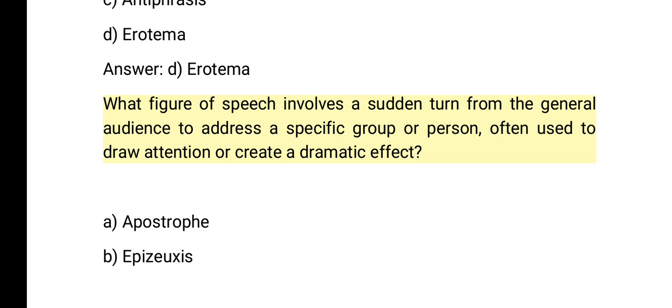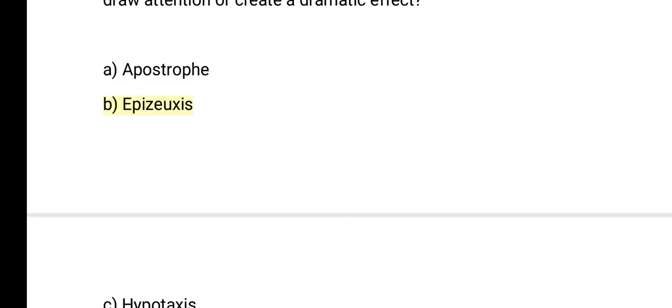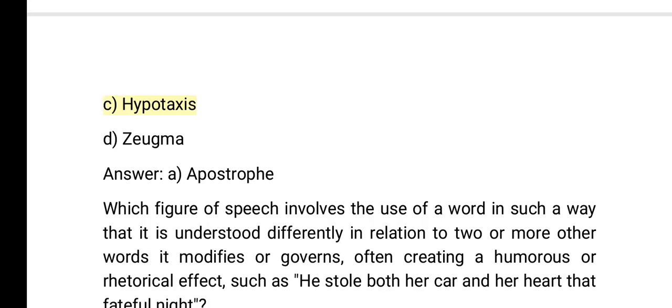What figure of speech involves a sudden turn from the general audience to address a specific group or person, often used to draw attention or create a dramatic effect? A. Apostrophe. B. Epizeuxis. C. Hypotaxis. D. Zeugma. Answer: A.